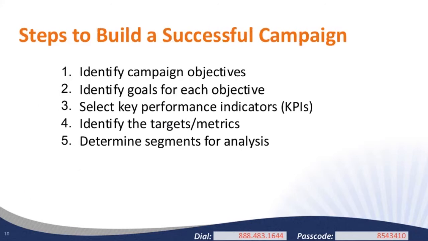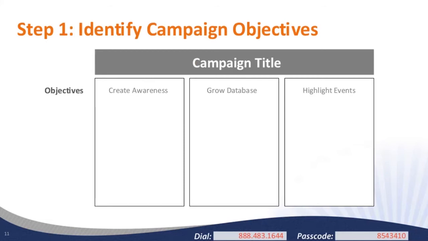Okay, so what are the steps to build a successful advertising campaign? Number one, you want to identify the campaign objectives. What exactly are you trying to get out of this? Each objective is going to have a goal. And then you want to select key performance indicators for each one of those goals. You'll need to identify the targets and the metrics and determine segments for analysis. And we're going to get into all of these throughout the webinar today. But these are the general steps to build an effective campaign. So step one, let's go into identifying campaign objectives.